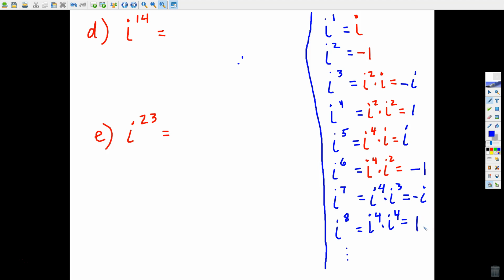So Dalton stole my thunder. Do you see the pattern? Do you see what's about to happen? We went i to the first, second, third, fourth, and then what happens with i to the fifth? It's just like i to the first. What about i to the sixth? It's just like i to the second.